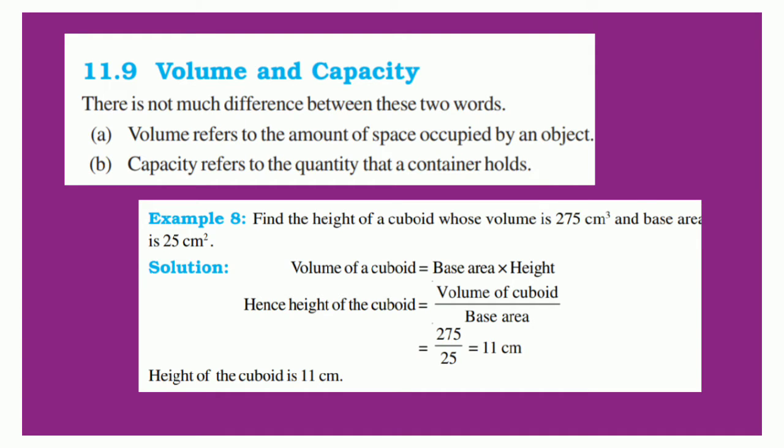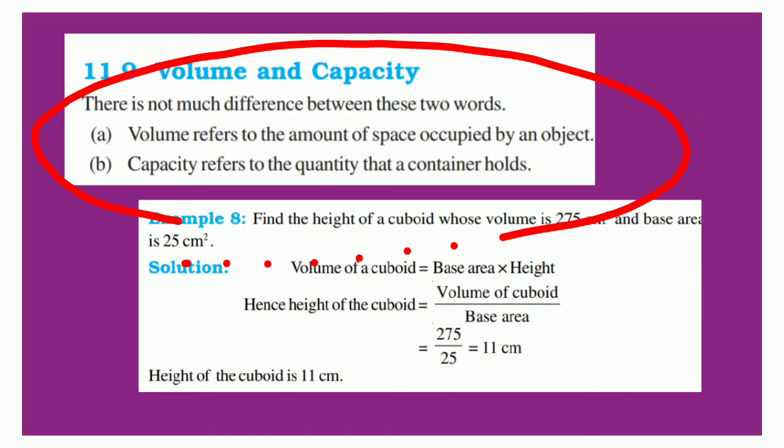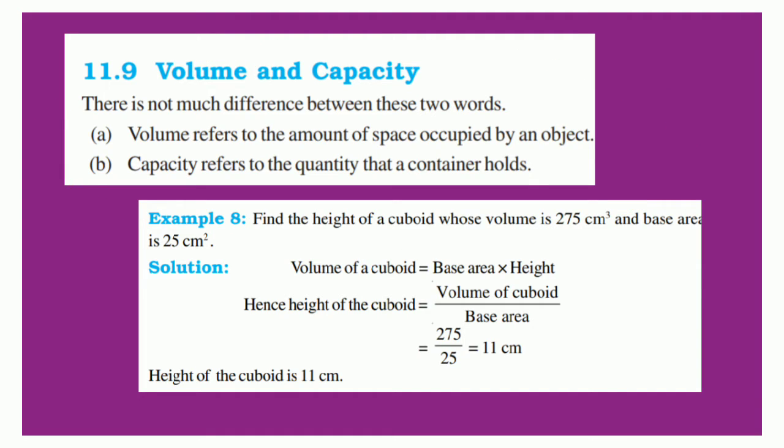In this section, we have to discuss volume. What is meant by volume? Very simply, we can say the amount of space occupied by a three-dimensional object is called its volume. That is, volume refers to the amount of space occupied by an object. The meaning of volume is capacity. Capacity refers to the quantity that a container holds.